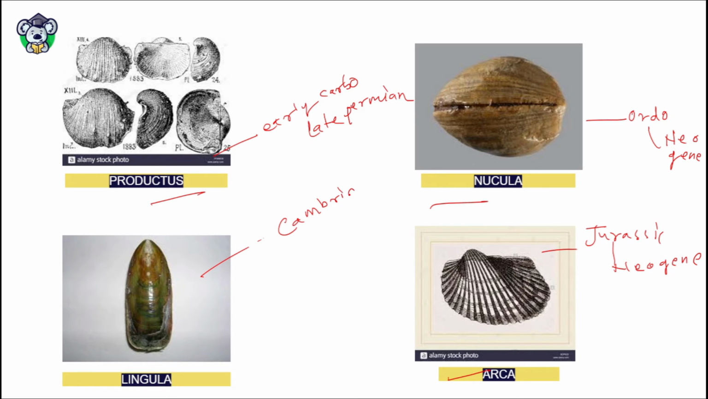It is still found. And the word Lingula literally means small tongue. This shape is like a small tongue. And Lingula belongs to which phylum? Brachiopoda phylum.